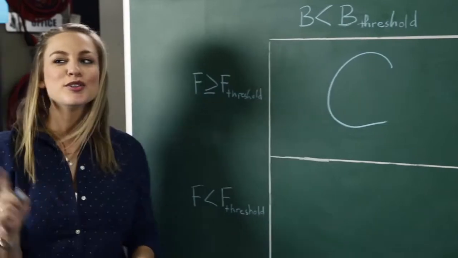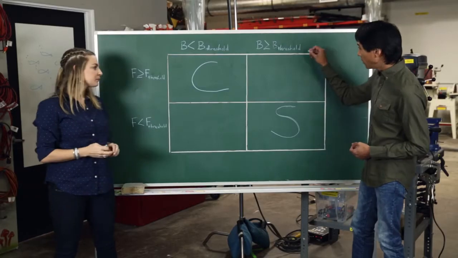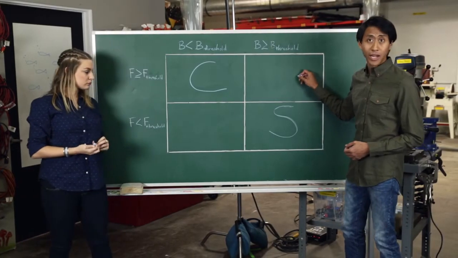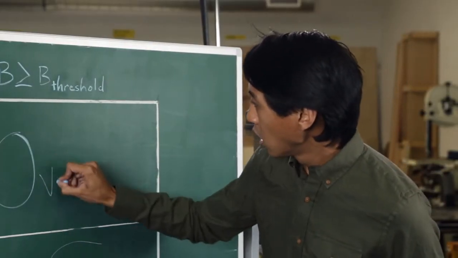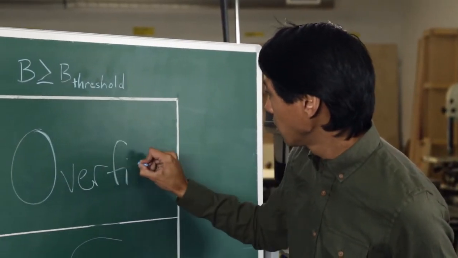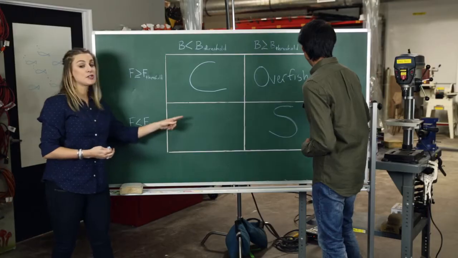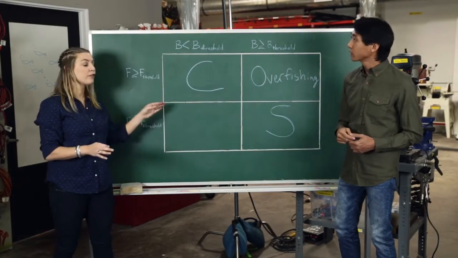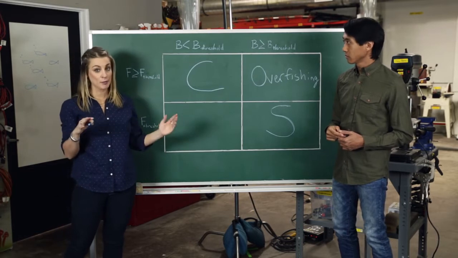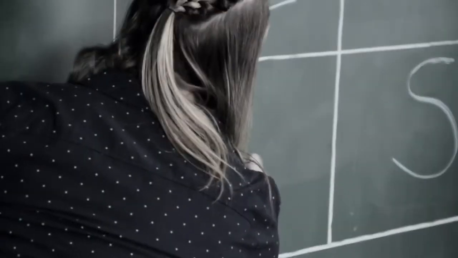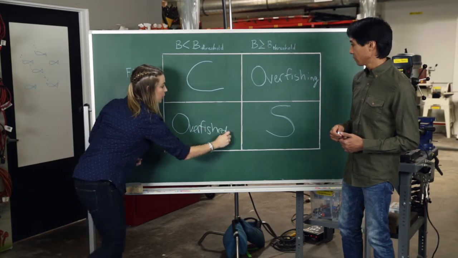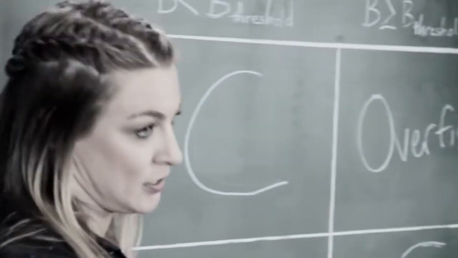Now, the other two take a little bit more thought. In this condition, the population is okay, but overfishing is occurring. So we can label this overfishing. And in this bottom one, the population is overfished, but the overfishing has stopped. So we'll call this one overfished. And in both of these conditions, the fishing is completely unsustainable.